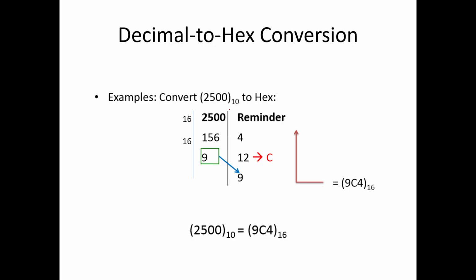Take 2500. When we divide 2500 by 16, the quotient is 156 and the remainder is 4. Again 156 divided by 16, the quotient is 9 and the remainder is 12. Then 9 divided by 16 gives quotient 0, and the remainder is 9. So the answer is 9, 12, 4. There is no 12 in hexadecimal; 12 is represented as capital C. So the answer is 9C4. The base is 16.